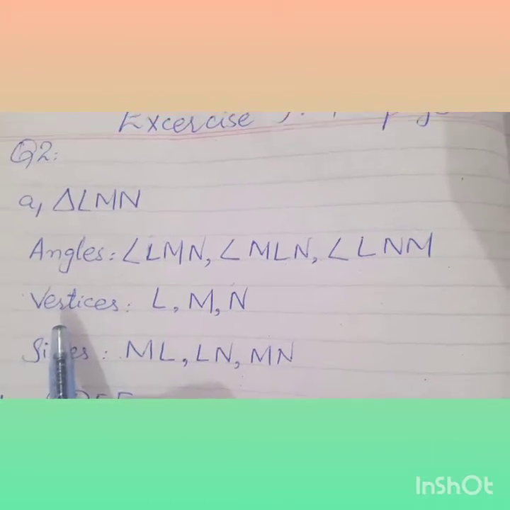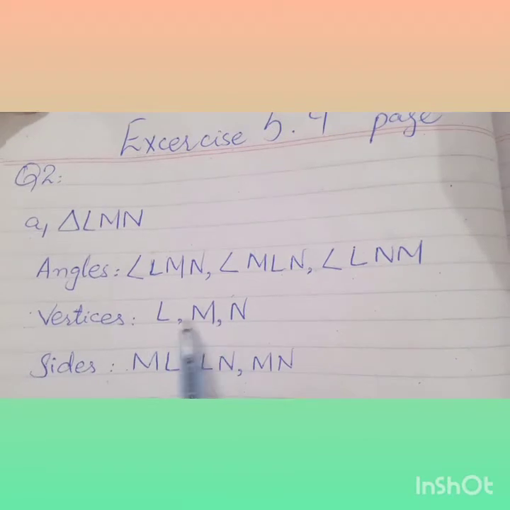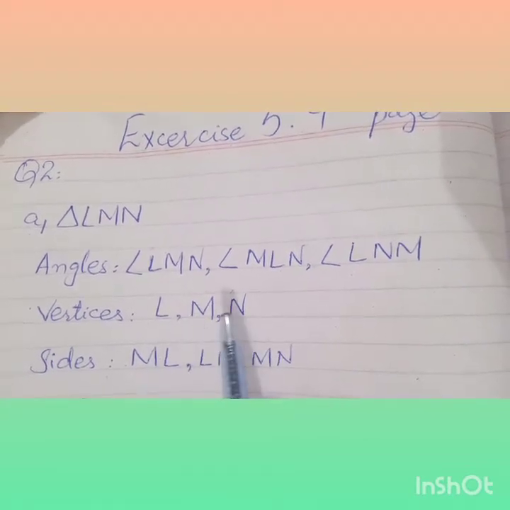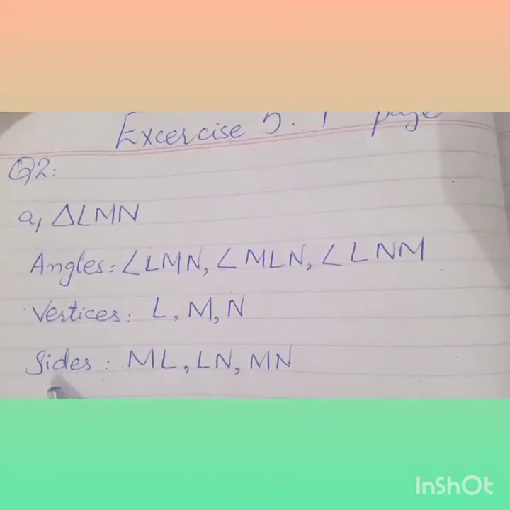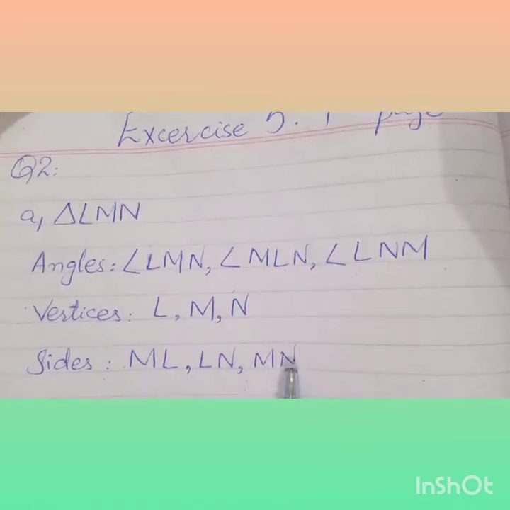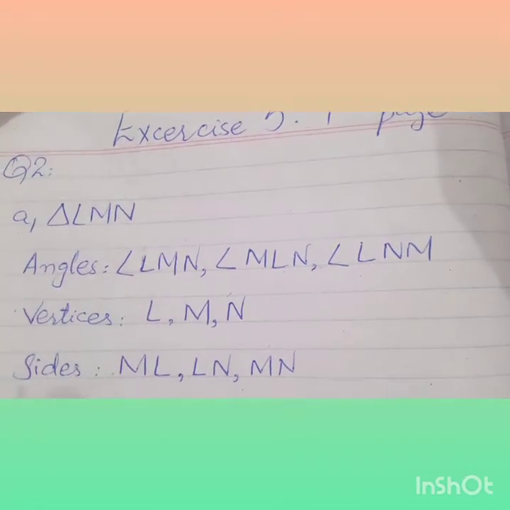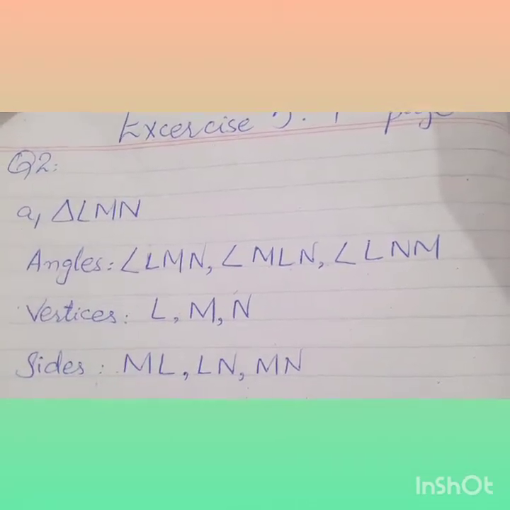Vertices, those points that join two arms are known as vertices. Vertices are L, M and N. Sides, how many sides? ML, LN and MN. You can complete this work in your lining page and draw this diagram in blank pages.